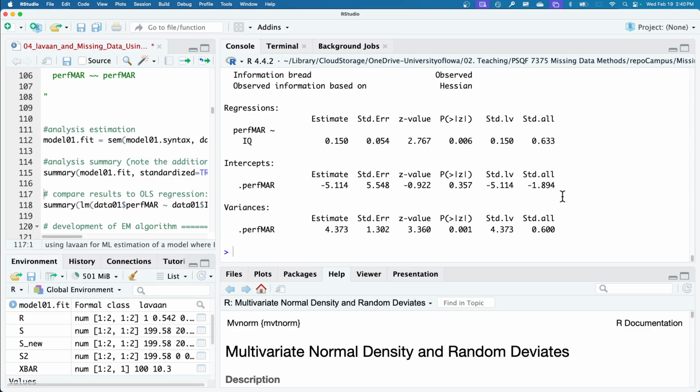But let's look at our estimates here. We would say that job performance goes up by 0.15 for every 1 unit increase in IQ. Now, 1 unit increase in IQ refers to literally 1 IQ point, so 100 to 101. So we can't really tell if that 0.15 is really meaningful. I don't know, right? We have a standard error, you know where that comes from. Our intercept is negative 5.114, and our residual variance here is 0.4373.